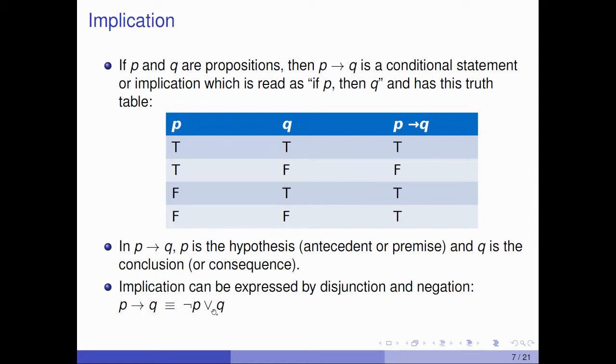Okay? So let's go back to our truth table for implication. Remember, the only instance wherein this is false is when you have a true hypothesis or premise and a false consequence or conclusion.